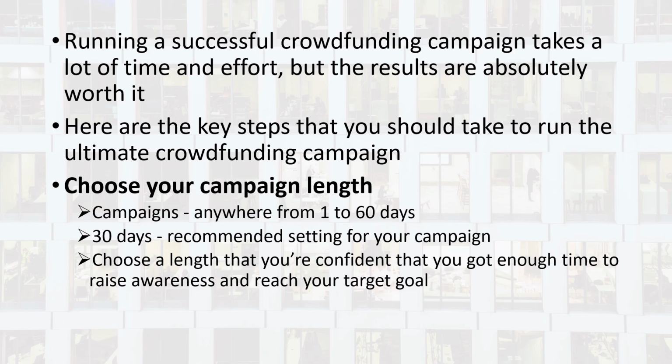Choose your campaign length. First things first. When you create a campaign, you have to choose how long it should be. Though you can actually change the duration later, it's best to choose the optimal length from the very beginning. Campaigns can be anywhere from 1 to 60 days, with 30 days being the recommended setting for your campaign. Setting your campaign length means that you're confident that you've got enough time to raise awareness and reach your target goal. This is especially true if you're using an all-or-nothing platform like Kickstarter.